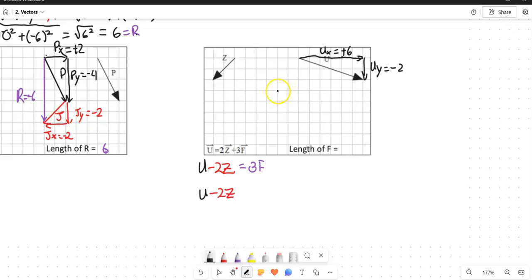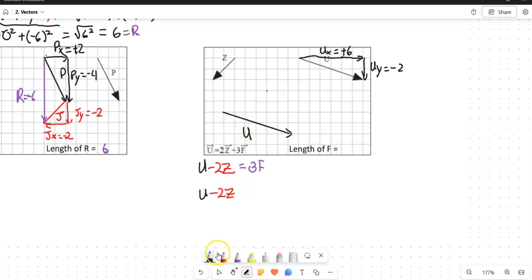So I'm going to draw that vector. 1, 2, 3, 4, 5, 6. Actually, I should probably do it over here. 1, 2, 3, 4, 5, 6, and then down 2. So this is the u vector in the x direction. This is just the u vector.